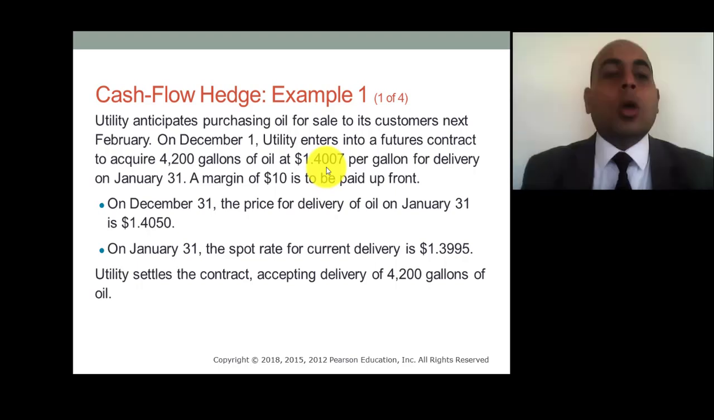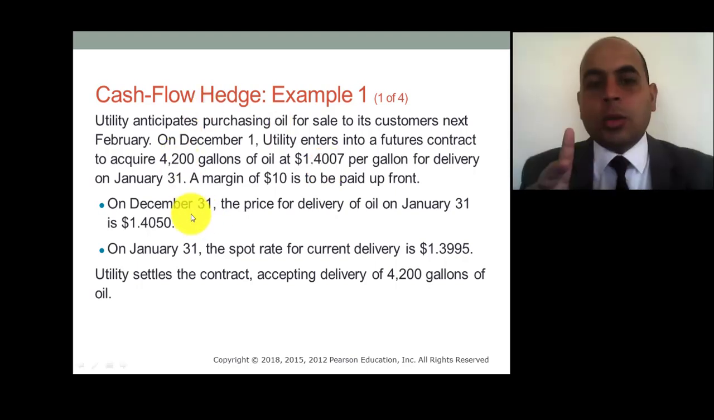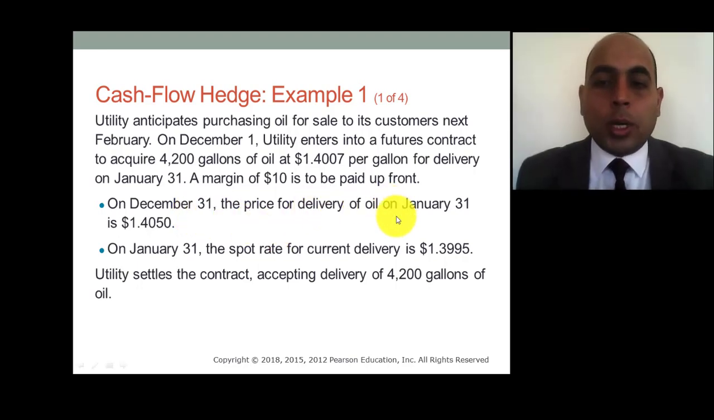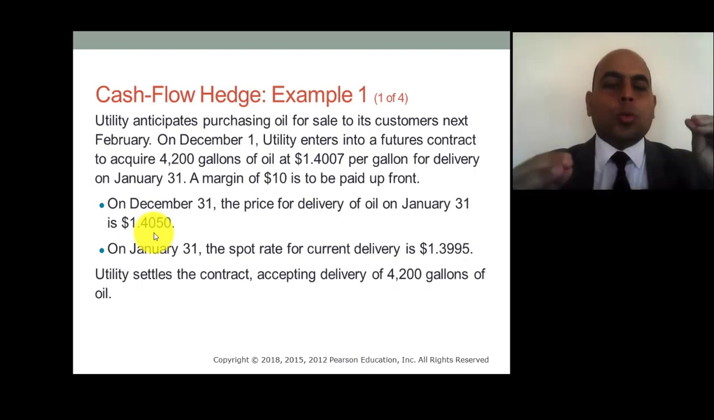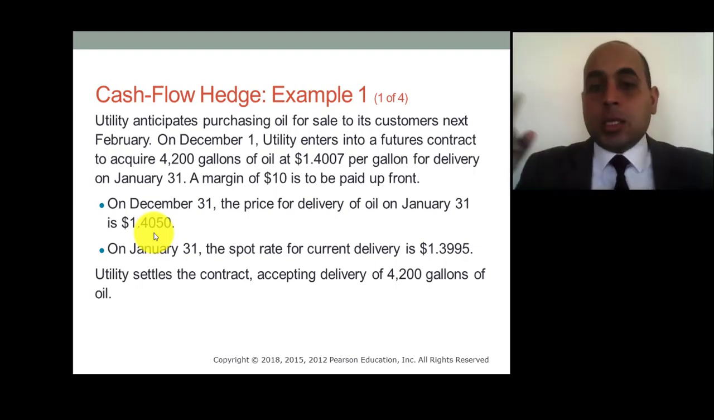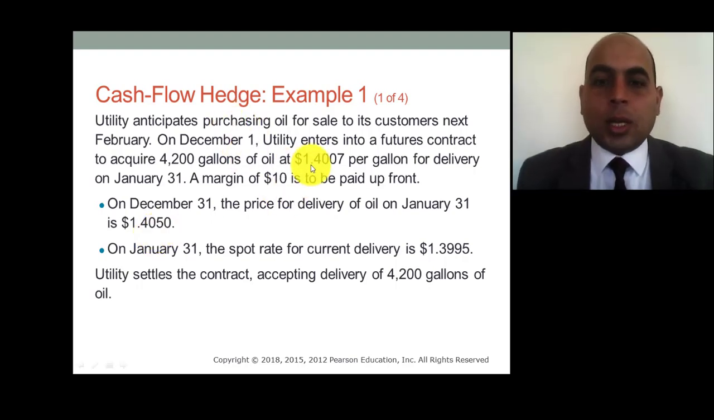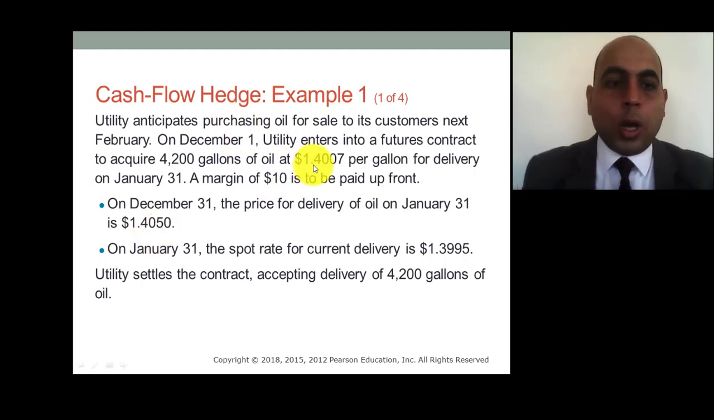On December 30, at the end of the period, the price for delivery of oil on January 31 is 1.4050. The point is here, we entered into a forward contract to protect ourselves against increasing prices. We entered into a forward contract to acquire the gallon by 1.4007, where the price is increased to 1.4050. So in this case, we are talking about gain at the end of the current period.